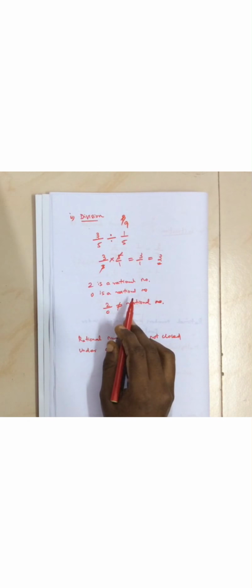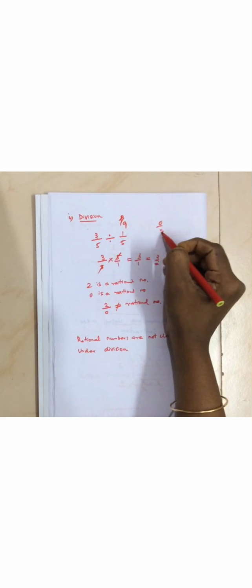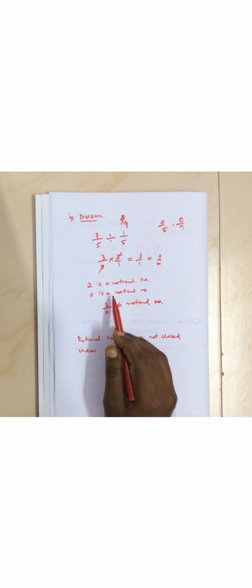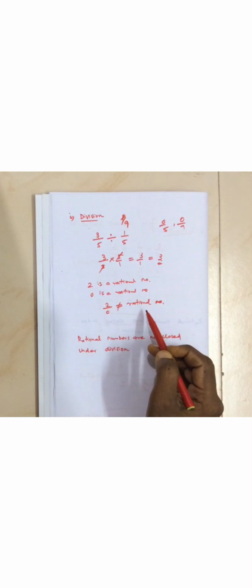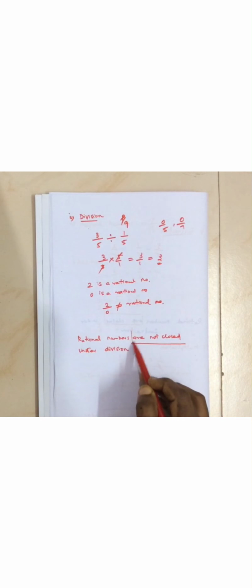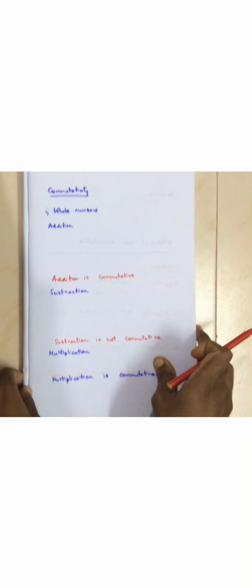0 is a rational number because 0 divided by 5 is a rational number, and 0 divided by 7 is a rational number. So these two are rational numbers. If you divide 2 by 0, that is not a rational number, so rational numbers are not closed under division. By this, we are completing all the closure properties for whole numbers, integers and rational numbers.